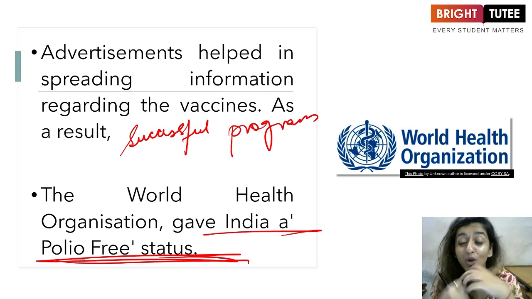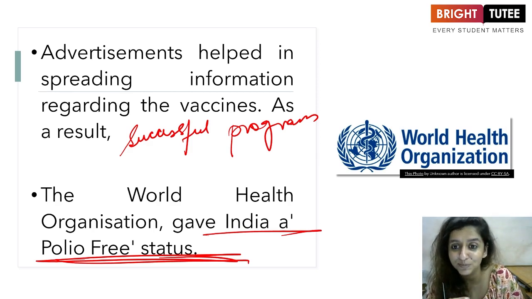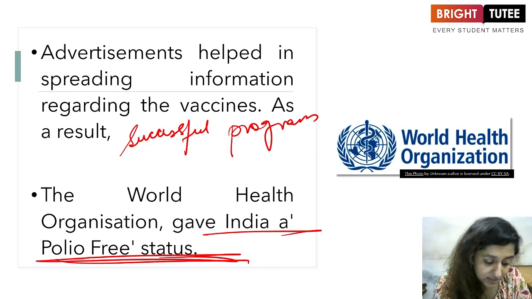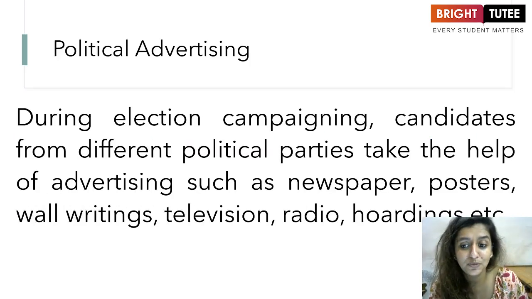Herein, you're trying to acquire certain things by informing people, by giving that information, by making them understand the importance of one of the social aspects involved, and hence it becomes a socializing advertisement. Moving to the next concept of political advertisements.